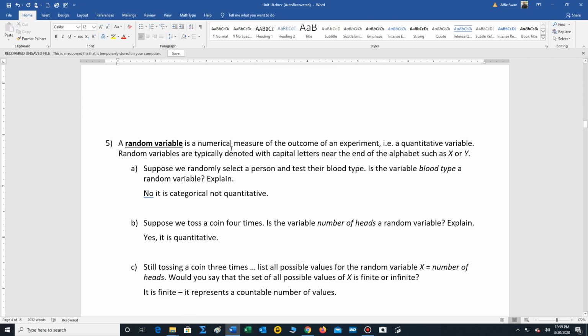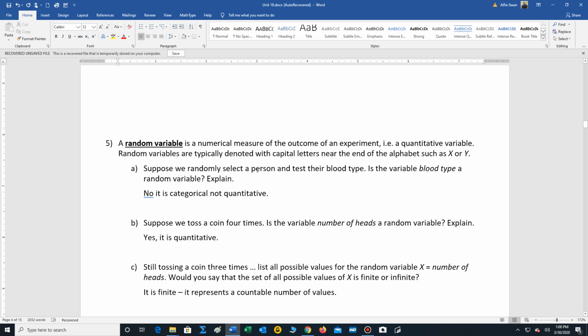A random variable is a numerical measure of the outcome of an experiment. So remember, it's numerical, so quantitative variable. And then we say random variables are typically denoted with capital letters, such as capital X and capital Y.